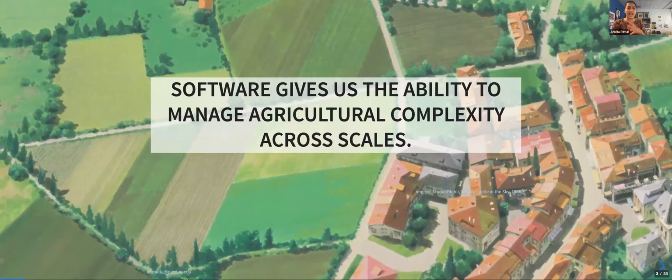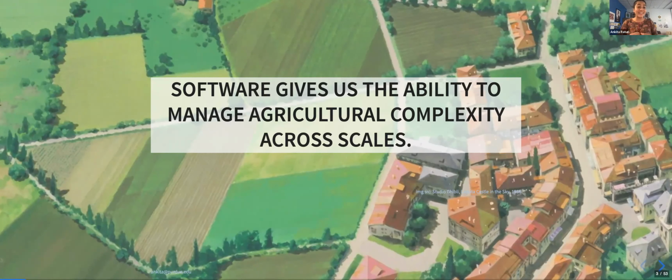But I think we can all agree that the general premise we've collectively come to is that software gives us the ability to manage increasing agricultural complexity across scales, especially as we start to think about how to encourage and support people in their adoption of a variety of sustainable ag practices.